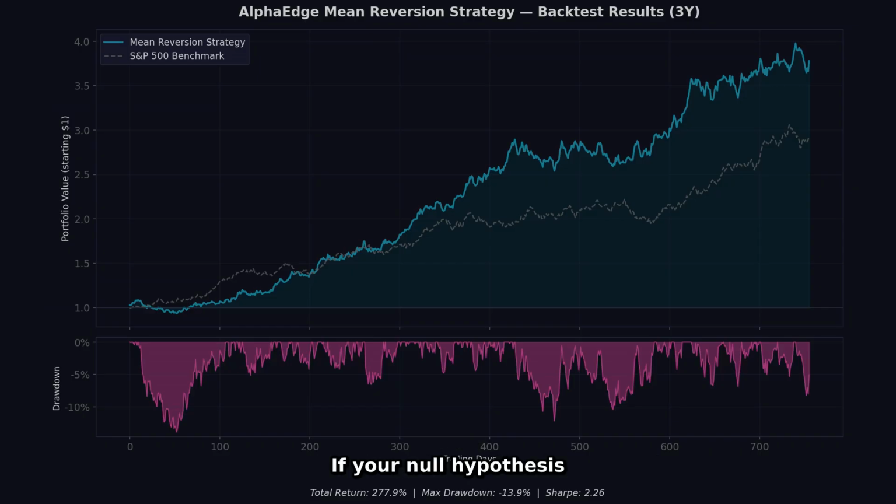Consider this. If your null hypothesis is no edge, and you use a 5% significance level, then on average 1 out of 20 random strategies will look statistically significant by pure chance. If you try 500 variations, that's 25 fake edges expected just from randomness.